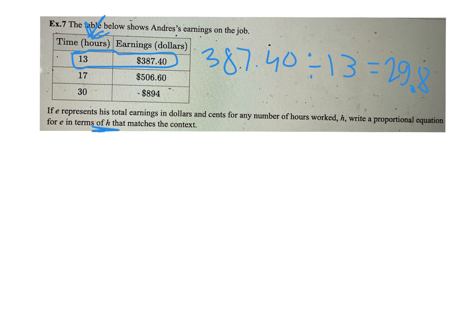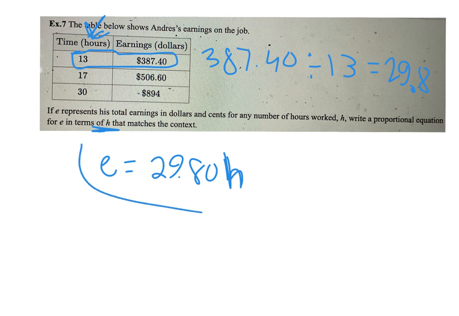So now we're going to take earnings. We're going to use E. That's on the right side, so it goes by itself. E is equal to $29.80. 29.8 is 29.80. And then we're going to use H, because that's the variable on the other side for hours. And we're done. That's our equation.